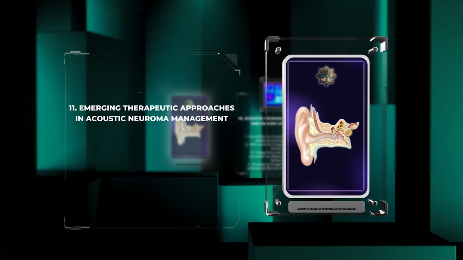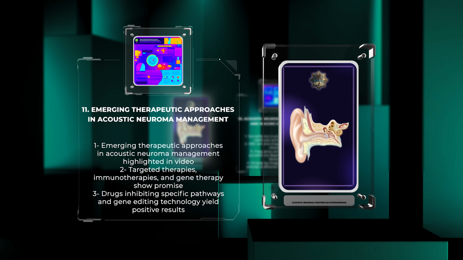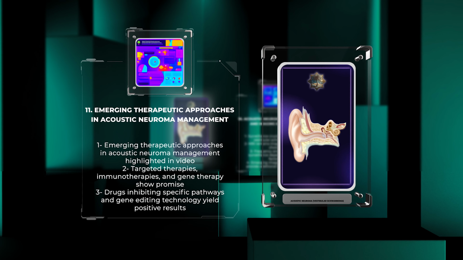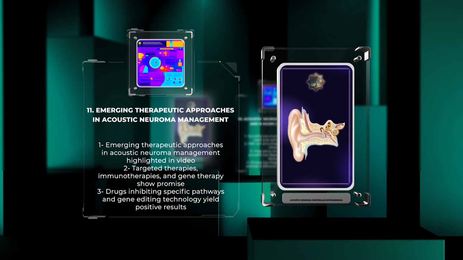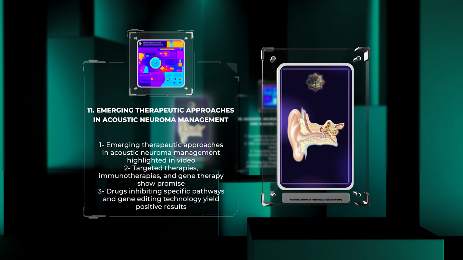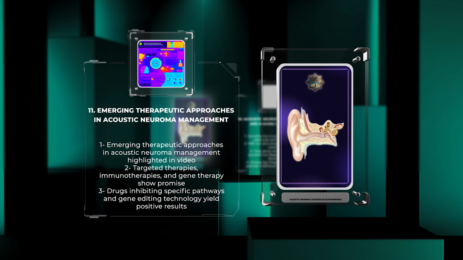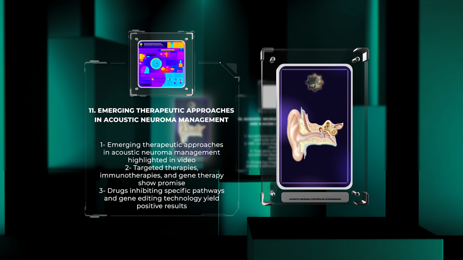In a video discussing emerging therapeutic approaches in acoustic neuroma management, several exciting possibilities are highlighted. Targeted therapies aim to disrupt specific molecular pathways involved in schwannoma growth, while immunotherapies use the immune system to target and eliminate tumor cells. Gene therapy approaches seek to correct genetic abnormalities responsible for tumor initiation and progression. Promising preclinical and clinical trial results have been observed with drugs inhibiting VEGF and EGFR pathways, immune checkpoint inhibitors, and CRISPR gene editing technology. Ongoing research and clinical trials are expected to lead to more personalized treatment strategies in the future.